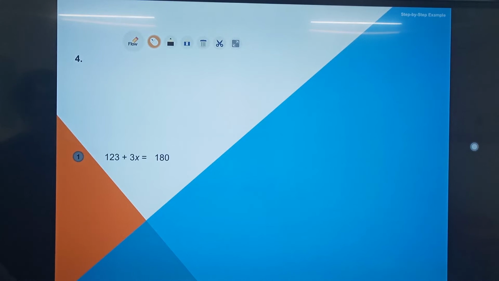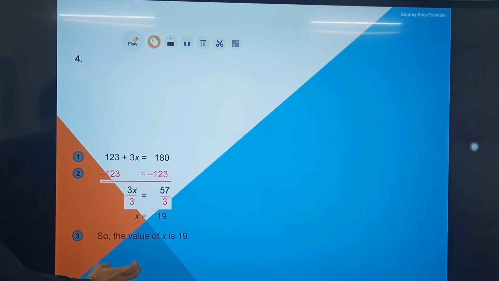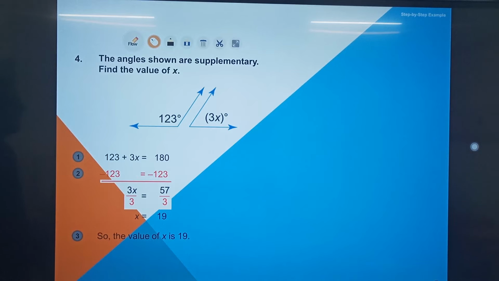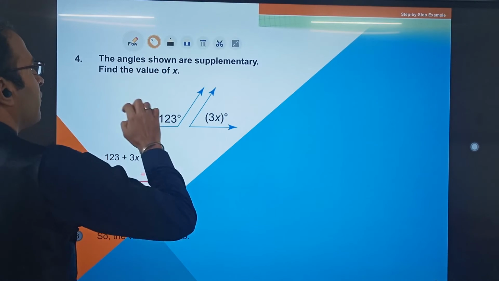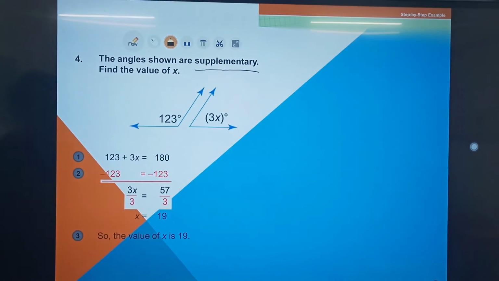Okay, I will give you 1 minute to think about this example. Sorry, the drawing is not clear until this moment. Okay, what does it give me? Try to cover the answer and think with me about the drawing. I have now two angles. The sum of their measures is equal to 180. Why? Because it says they are supplementary. So I have here two supplementary angles.